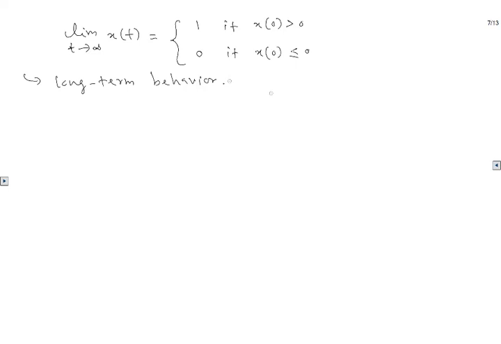Okay, so now as the final example, let's look at the general logistic equation, the general logistic model.